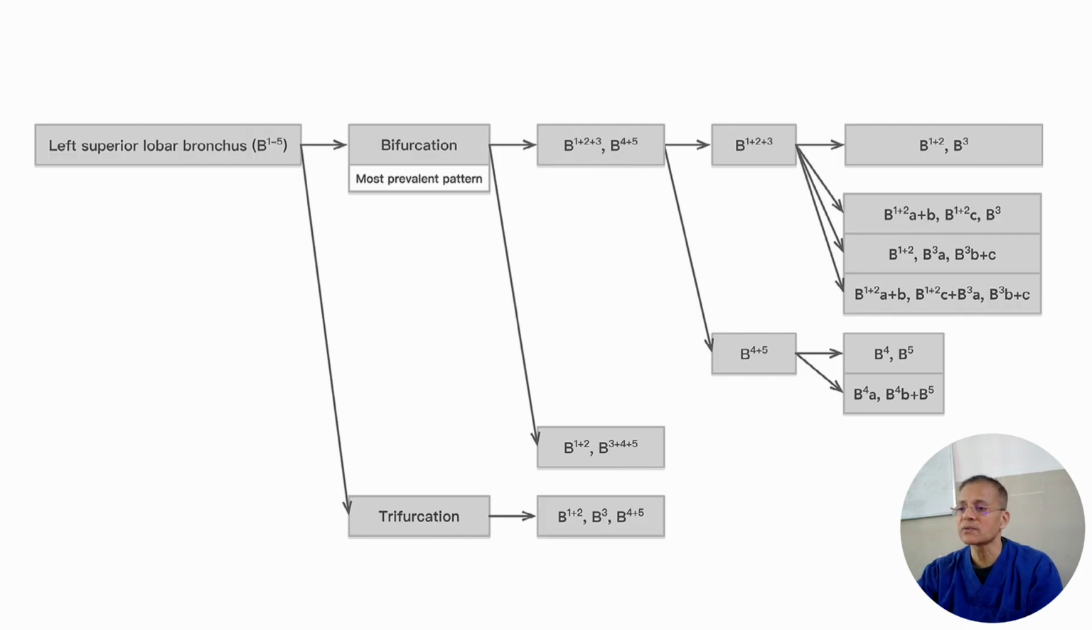So what are the patterns? There are various patterns. The most prevalent pattern is the bifurcation, with the upper division consisting of B1+2 and B3, and the lower division consisting of B4 and B5. So this is the most prevalent pattern.